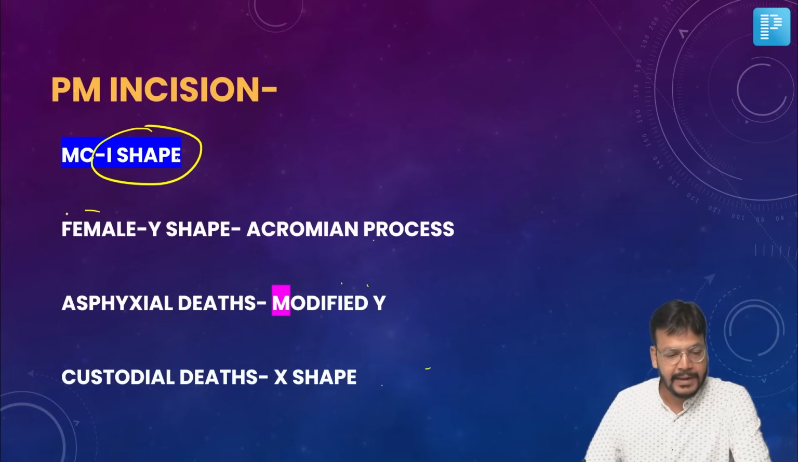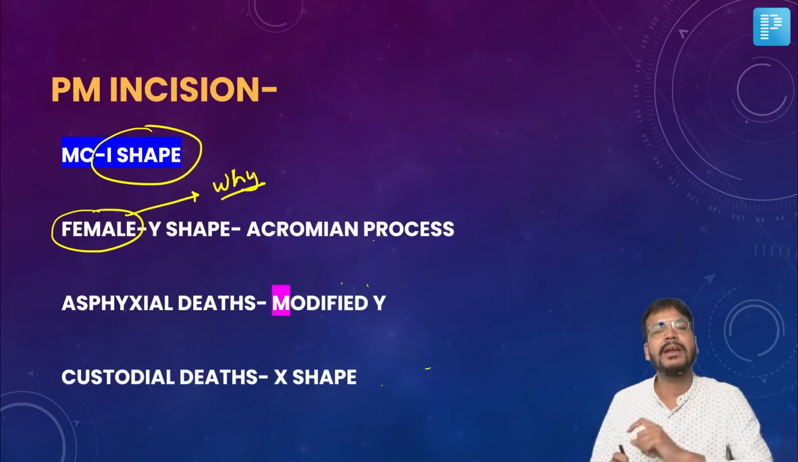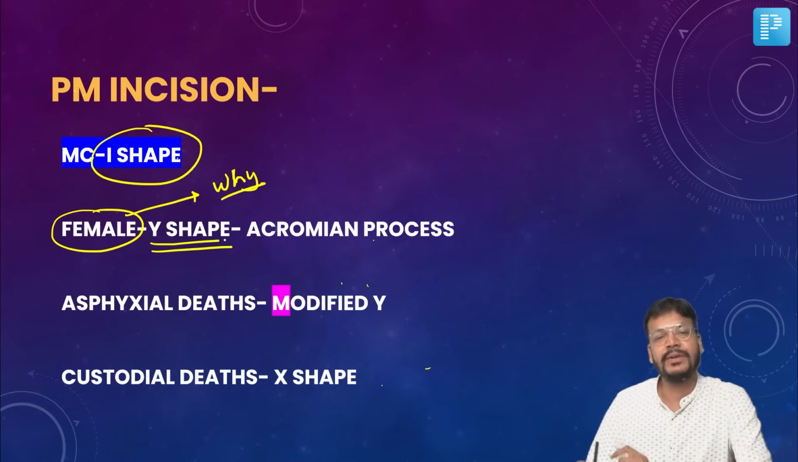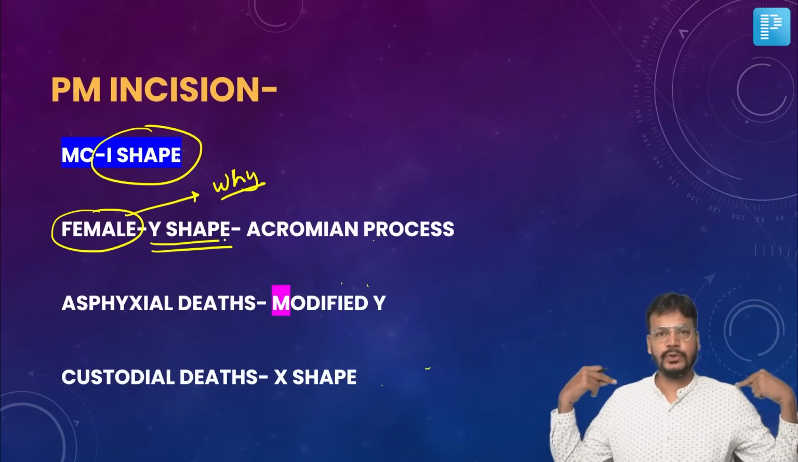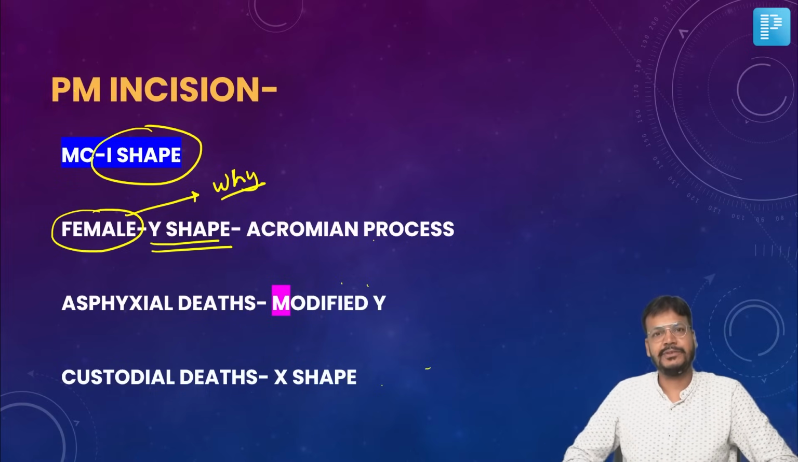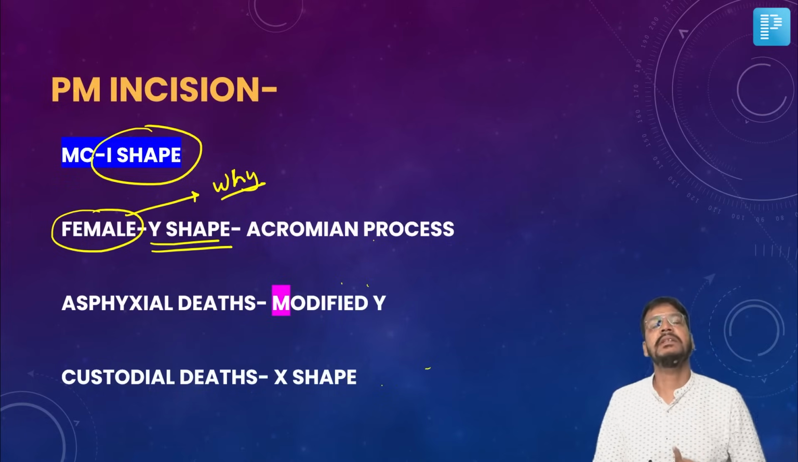Doctor, females used to say why. Every time you meet a female, she asks why a lot. That's a very simple trick. In female, Y shape incision is done. So it starts from the acromion process, then below this, then a straight line. So females used to say why. It's a Y shape. Most common is I shape.